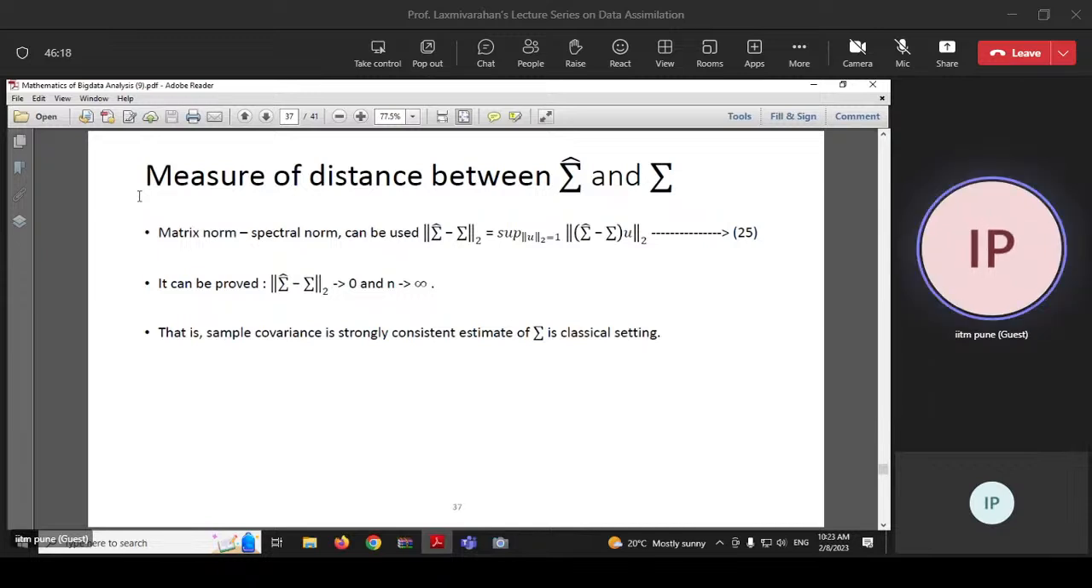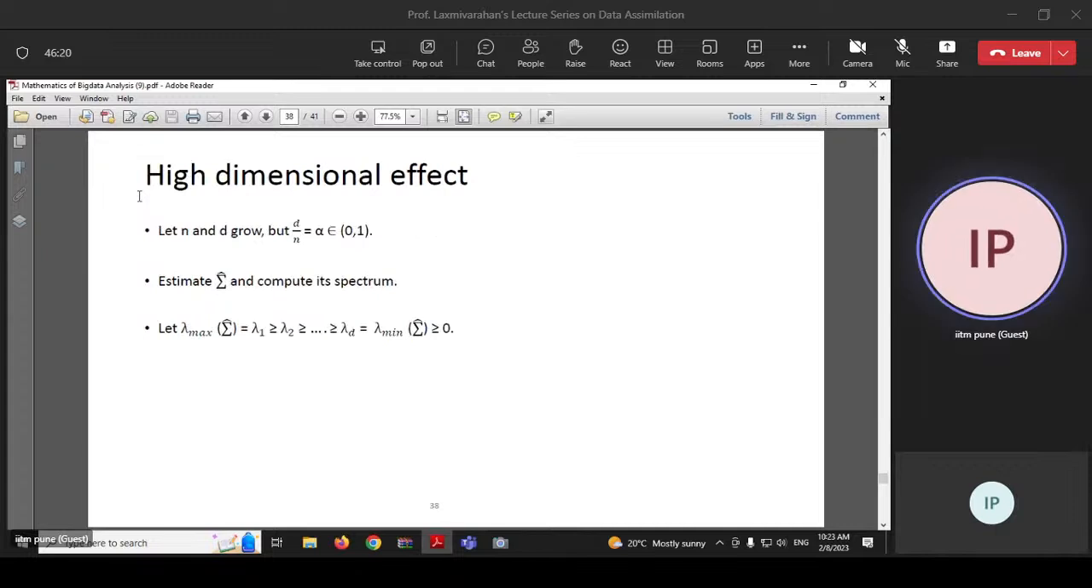Now I want to come to the high dimensional effect. Now let n and d grow. In your ensemble, your d is large, n doesn't grow. Most of the ensemble people fix their ensemble size to 50, 100, 200, and then say, go 50 samples and then 100 samples. I'm not criticizing. Please continue to do what you do. But we need to know the other side of the story.